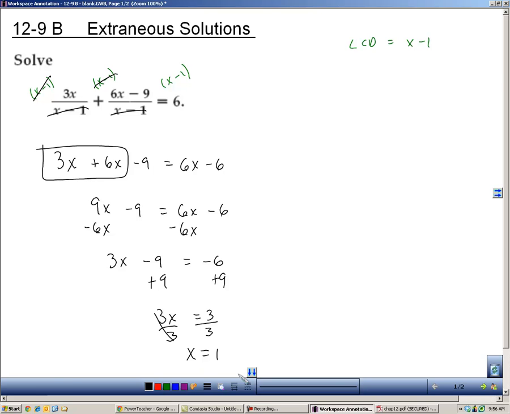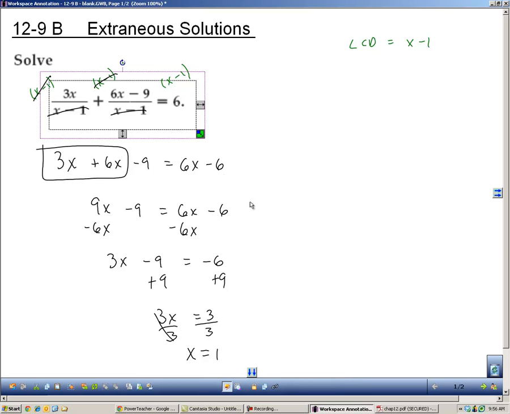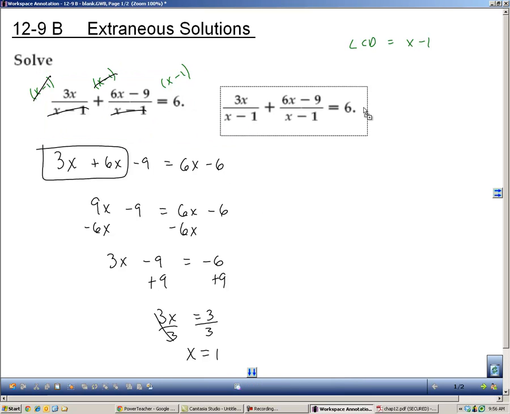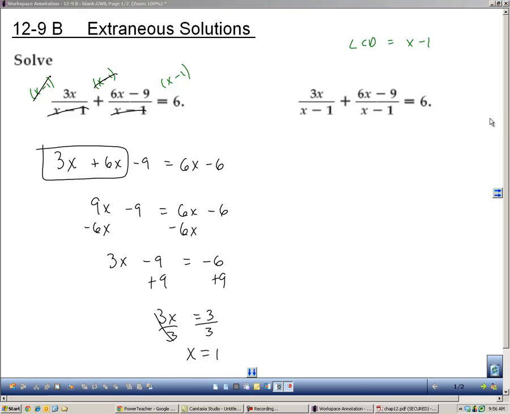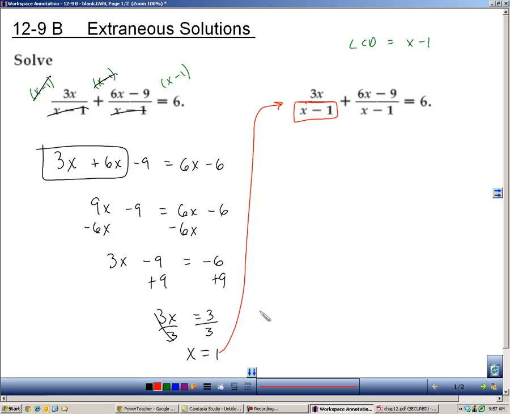But now I want you to go back to the original equation, and I'll make a duplicate copy over here to show you that. We're going to take the x equals 1, and we're going to plug it in. You don't have to plug it into the whole thing. What we're really looking at here is the fact that these are fractions. And remember, when you have fractions, you cannot have a 0 in the denominator of a fraction. So I'm going to take the number 1, and I'm going to plug it into the denominator. If I put a 1 in for this x, 1 minus 1 will give me a 0.